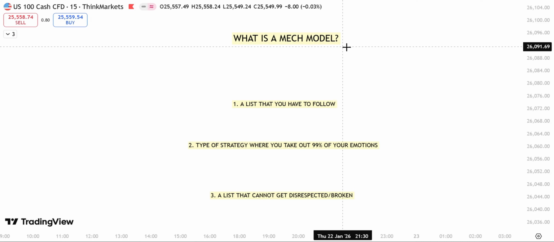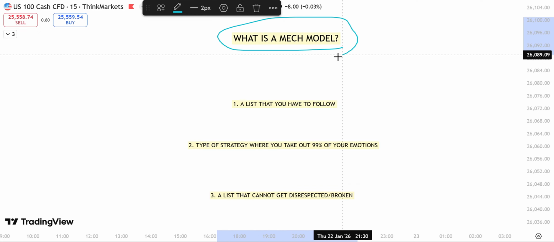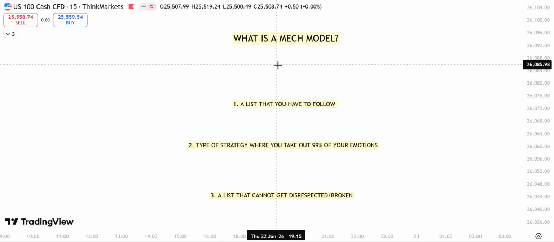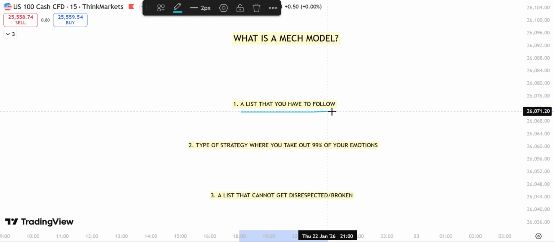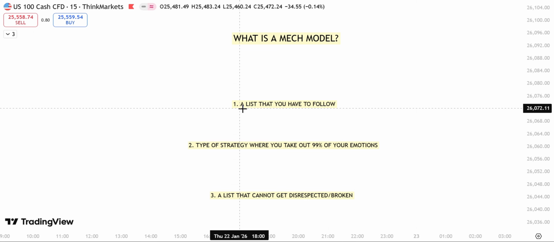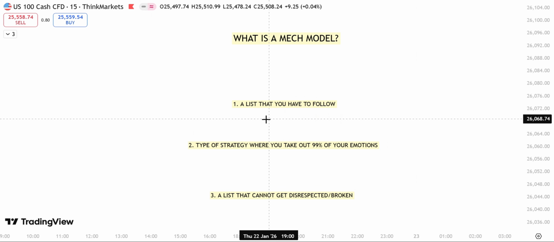Alright, so as you've seen from the intro card, we are going to be looking at what is a mech model, aka what is a mechanical model. To start things off, you've got to learn that a mechanical model is a list that you have to follow. Now, what do I mean by a list? The list can be a list of your strategy that basically tells everything about your strategy. Now, this may be a little confusing, but what do I mean by this?